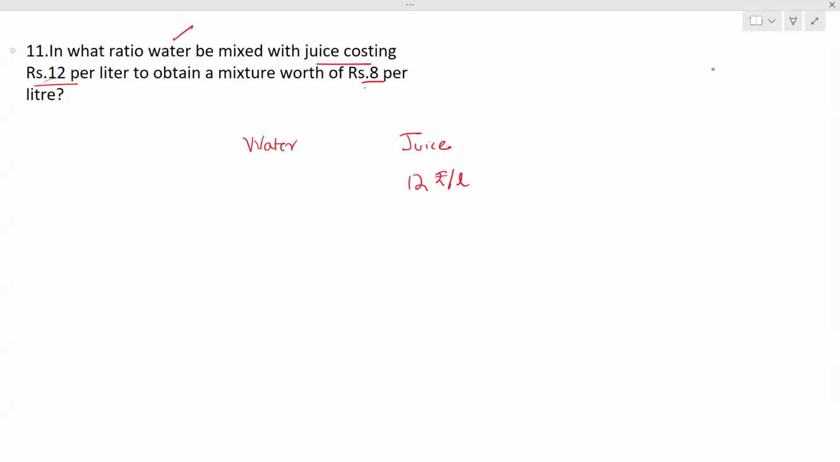Mixture meaning what, is this 8 water? No, it cannot come here. Mixture meaning it must come here. It is the combined average part. True or false? Combined average part. So if it is true, I should write it here, 8 rupees per liter. Now, my question is, what is the price of the water then? What is the price of the water, class?